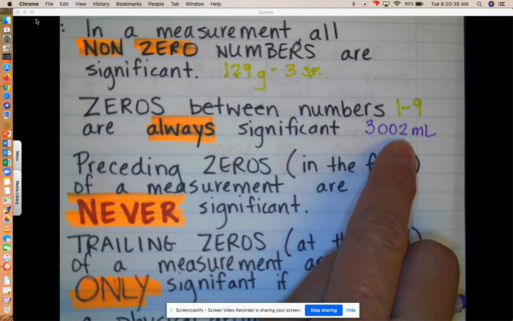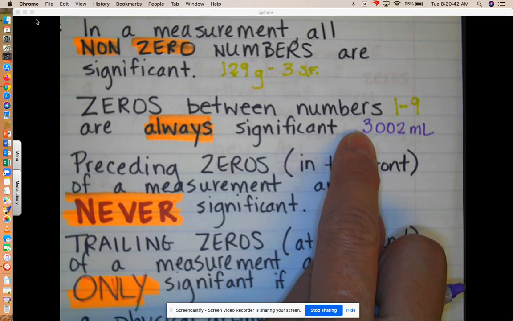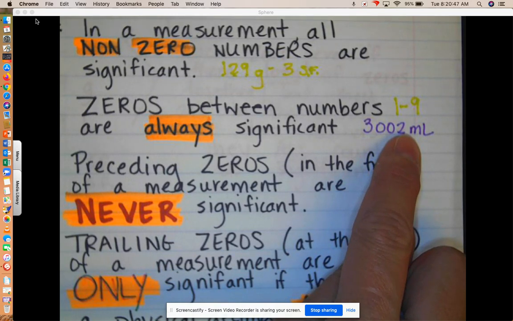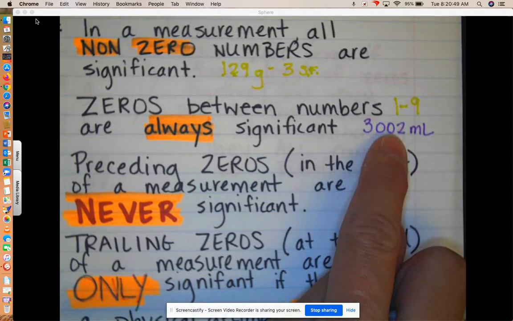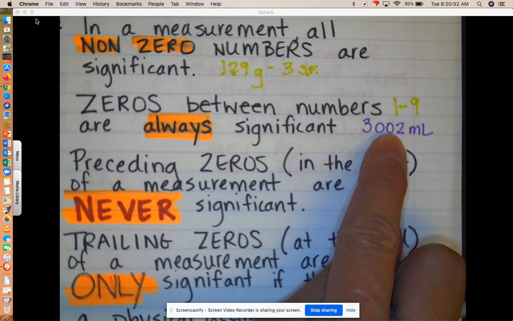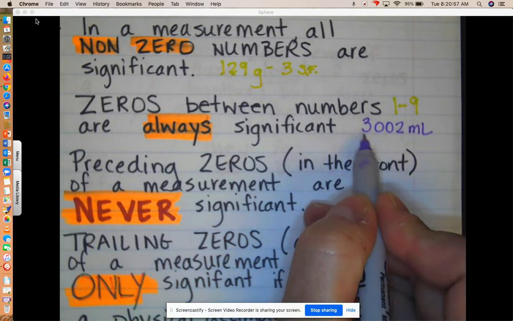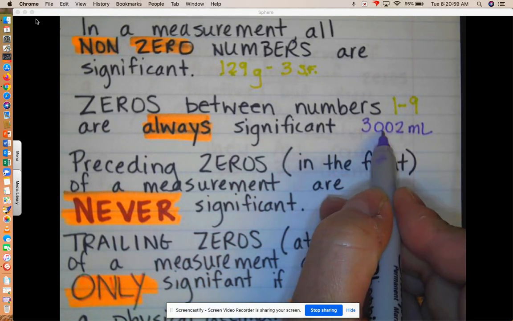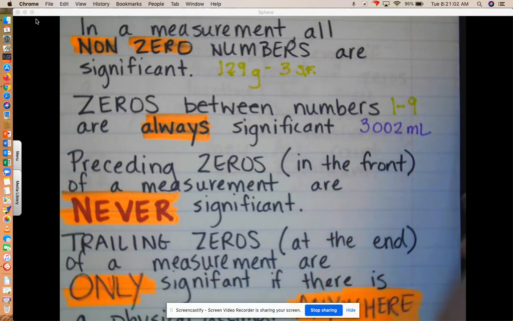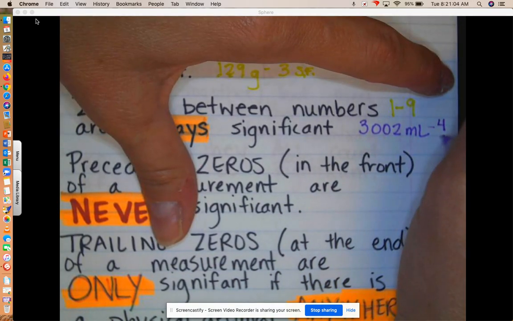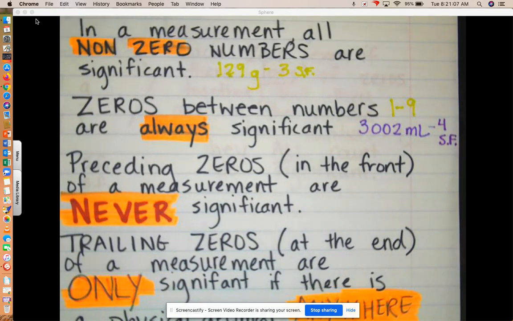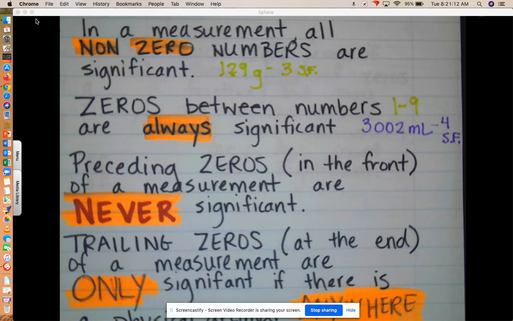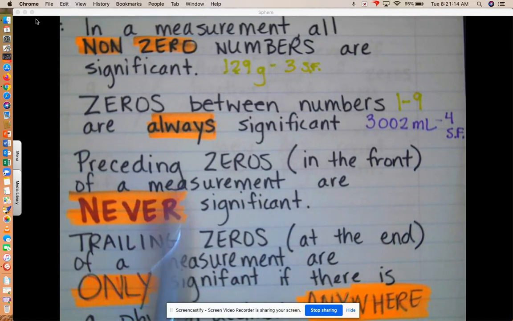3,002 milliliters. My 3 is a non-zero number, right? It's a 1 through 9, so it counts. The 2 obviously is a number, so it counts. So what's the deal with these zeros? Well, they're between 2 numbers, so they would count. So I would look at this and say the 3 counts, the 2 zeros count, and the 2 counts. So this measurement has 4 significant figures. That's what we're doing. You're actually just counting how many of the things in that measurement are significant. So that's about zeros between.